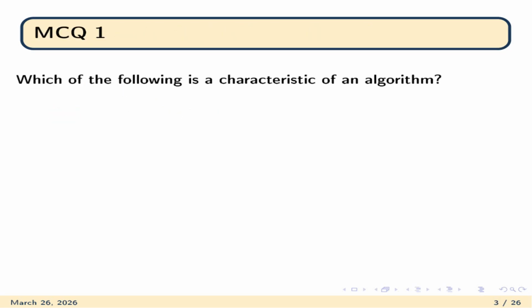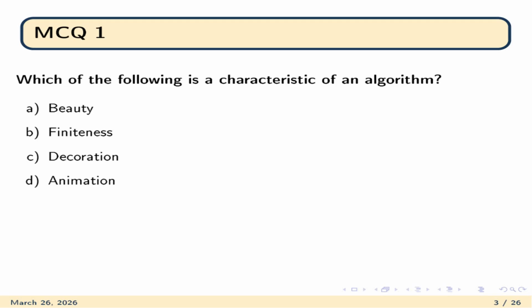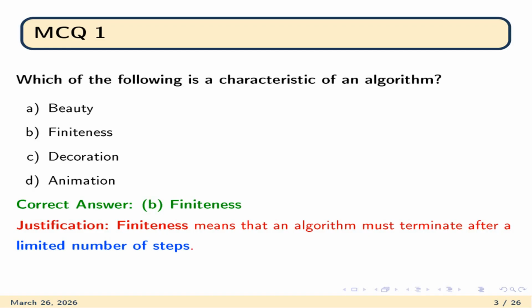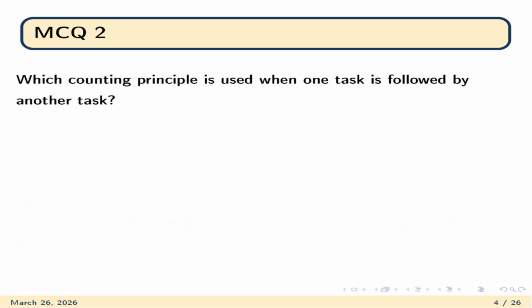Multiple choice question number 1. Which of the following is the characteristic of an algorithm? A, beauty; finiteness; decoration; or animation. The correct option is finiteness, because your algorithm must be performed with a finite number of steps. It must be terminated. Justification: finiteness means that an algorithm must terminate after a limited number of steps.